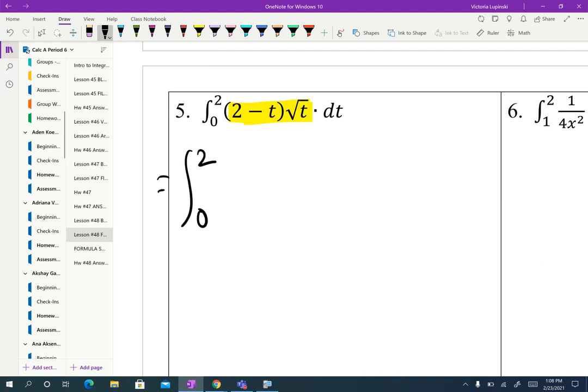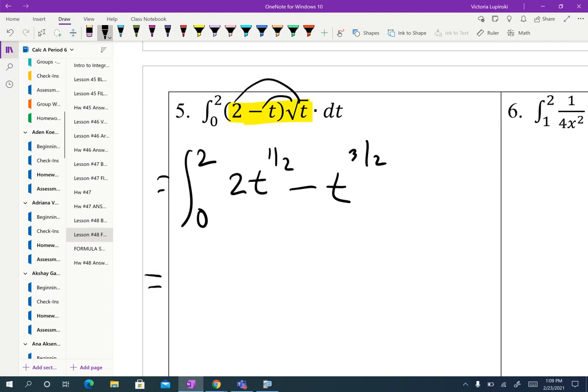So copy from 0 to 2, make sure you still have your integration symbol. If you multiply 2 times the square root of t, you're going to write that as 2t to the 1/2. Then minus, when you multiply t times t to the 1/2, you would add those exponents. So that would be 1 plus 1/2, which would be 2/2 plus 1/2, which is why you're going to get t to the 3/2.